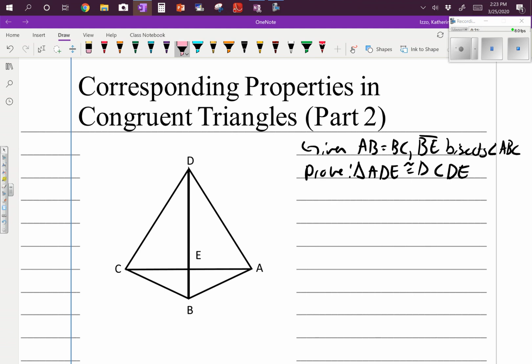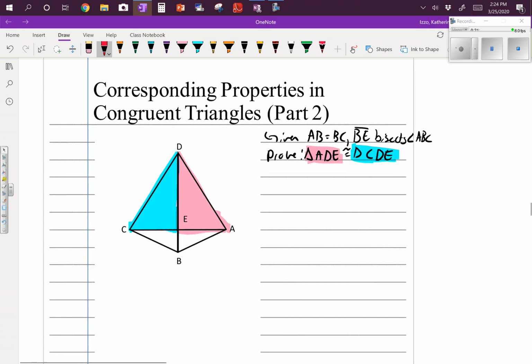Okay, so let's take a look at what I want to prove. I want to prove ADE. So ADE is a nice triangle up here. And CDE is this triangle right here. Okay, so we've got two beautiful triangles that we want to prove. So far, so good. Nothing has changed. This is looking very similar to a proof that we would normally do. So we're going to do our statement reason chart, like always.